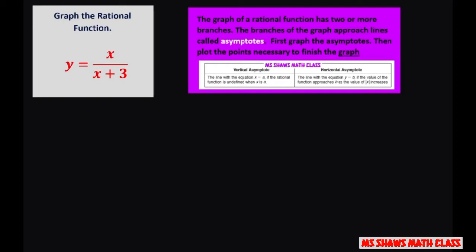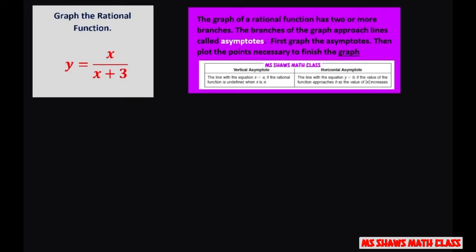Well, first of all, rational functions have these branches. They usually look something like this, so that you have at least two branches, or they might look like this. This always helps to know. This one only has the two branches, so it's going to be something like that. But what we're going to do is use asymptotes to determine where the graph lies on the coordinate grid.